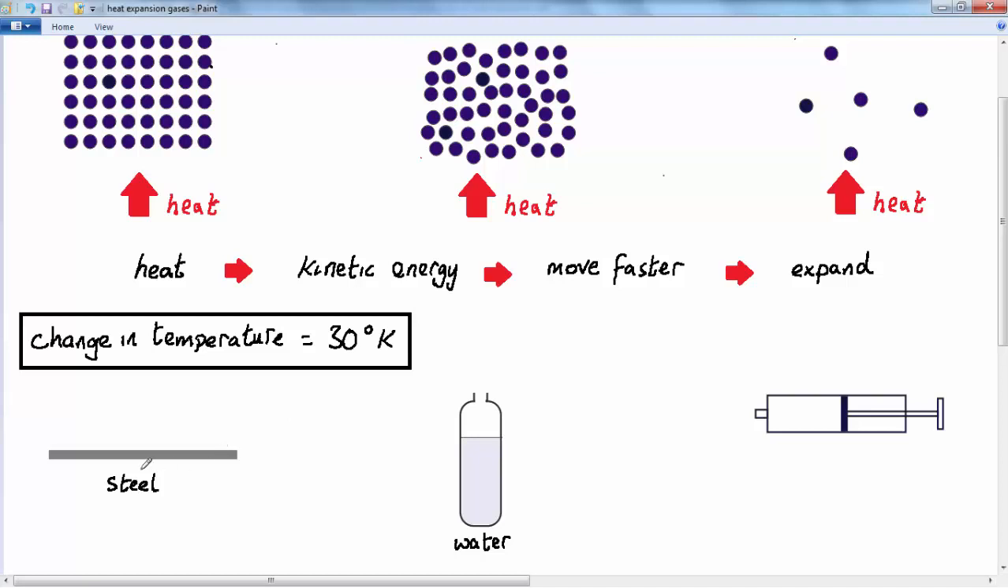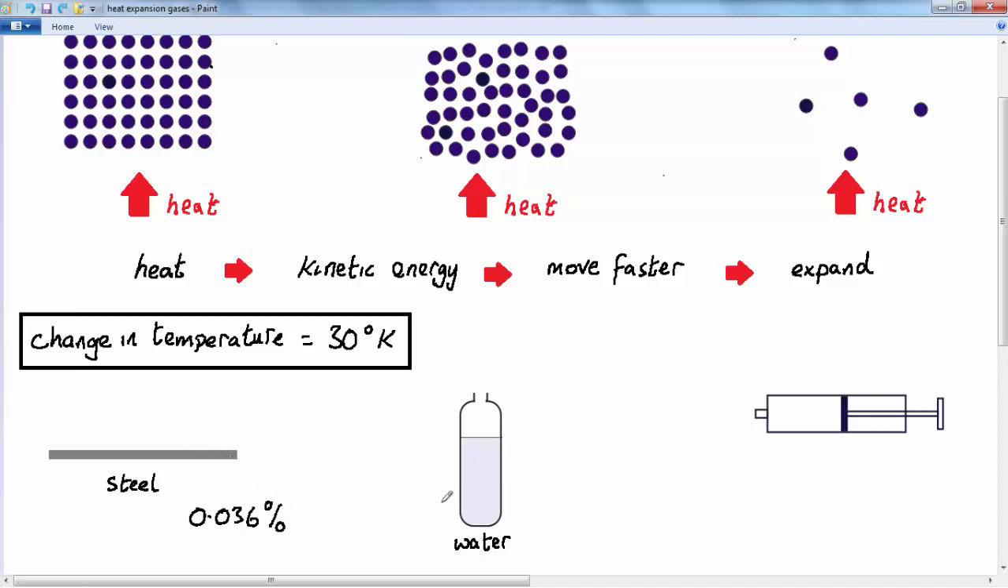or 30 degrees Kelvin? Now you can go away and look up on the internet, for example, the thermal coefficient of expansion of steel and of water, and you can do the calculations yourselves. What I want to do here is just use these examples to help you see the difference between the expansions of the three different states of matter. So in the case of the steel rod, roughly a 30 degrees change in temperature will cause an increase in length of about 0.036%. Alright, so we'll just make a note of that. We'll write down here 0.036%, increase in length.